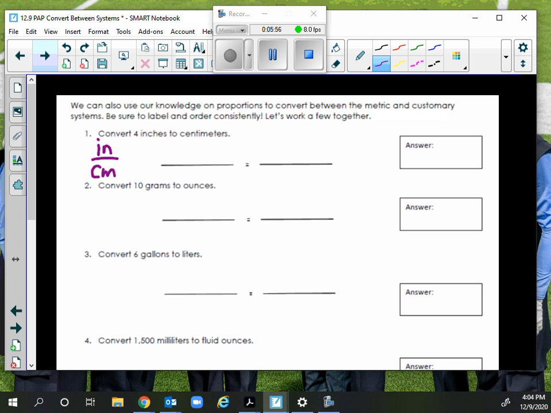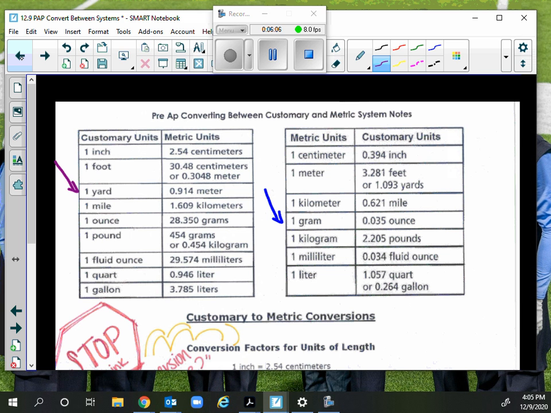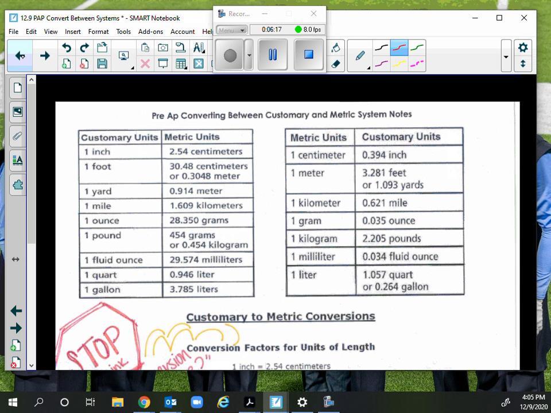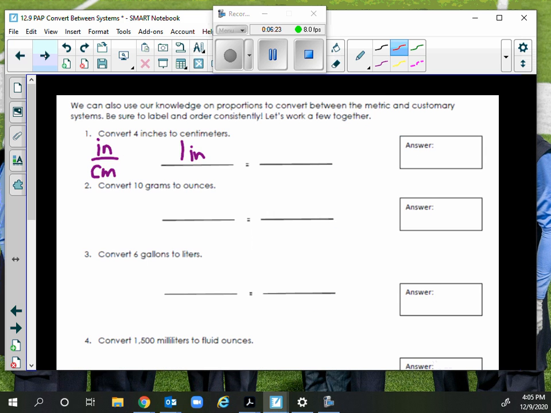So we're going from inches to centimeters. We need to go back and we need to see if I have 1 inch, how many centimeters is that? So I'm going to go back. I'm going to erase these guys. I want to find where it says 1 inch equals how many centimeters. We're starting with 4 inches. So I want the one that says start with 1 inch. And there we have it. 1 inch is 2.54 centimeters.